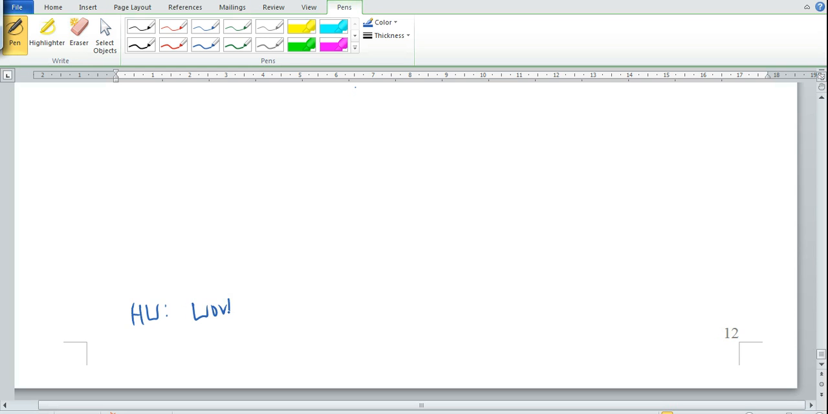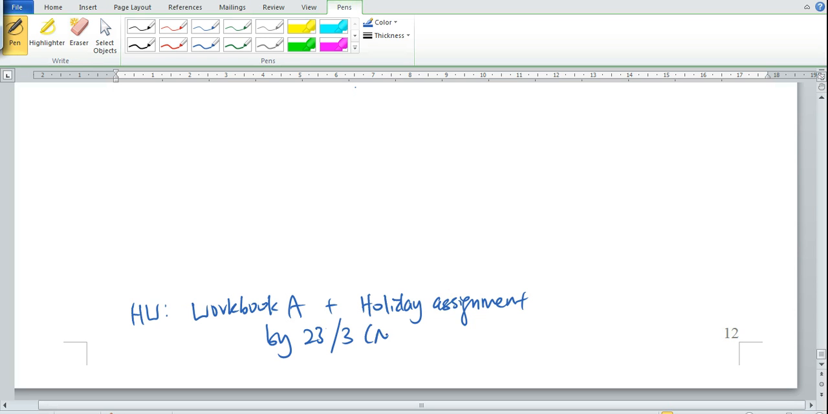Complete your workbook A for indices and surds, and also your holiday assignment, by 23rd March, which is your school reopen date.